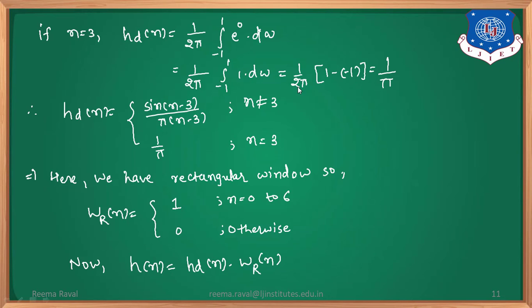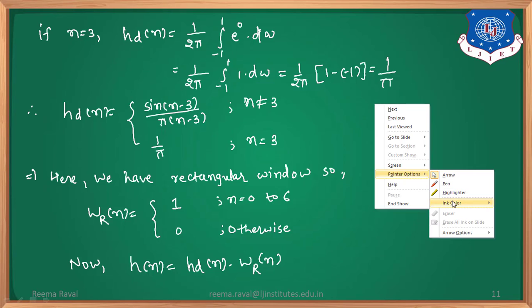So for n equals 3, we will take hd of n equals 1 by 2 pi times the integration in the interval minus 1 to 1 of e raised to 0 d omega. The value of e raised to 0 is 1. So that will become 1 by 2 pi, and the limits will be 1 minus minus 1. So here we are left with the value 1 by pi.